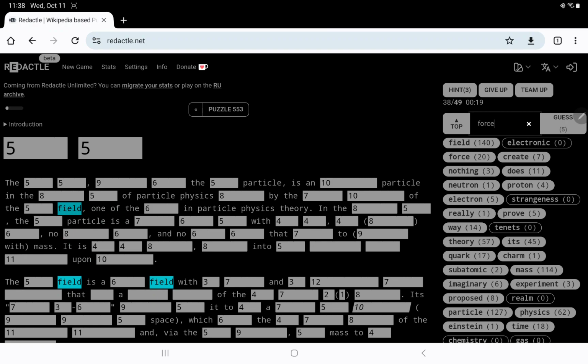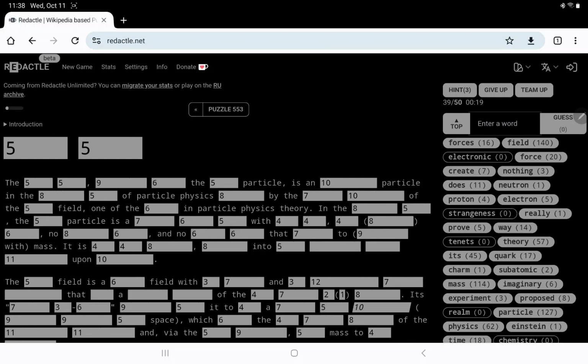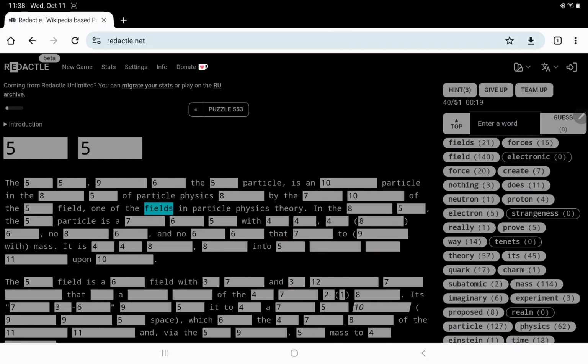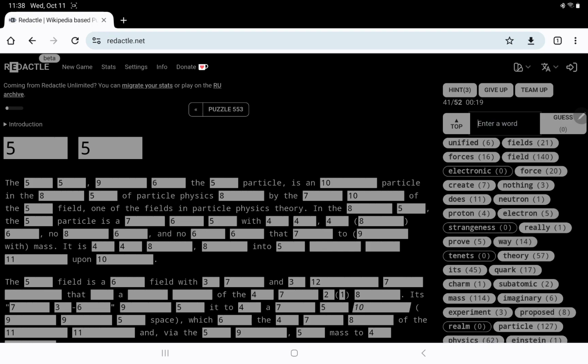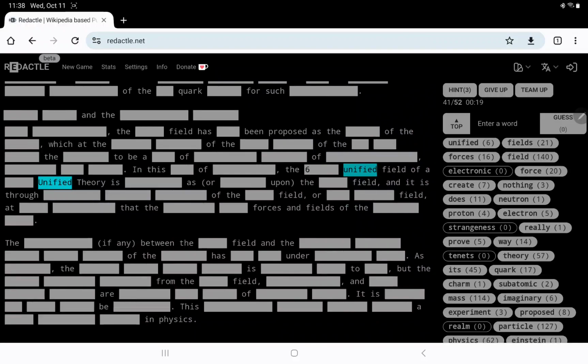One of the, maybe that's forces. No, one of the fields, by the 7-10 of the something field in the 8-5. Let's do unified. So it's going to be the unified theory, the 6 unified field of a something unified theory is 10 as or something upon the 5 field.